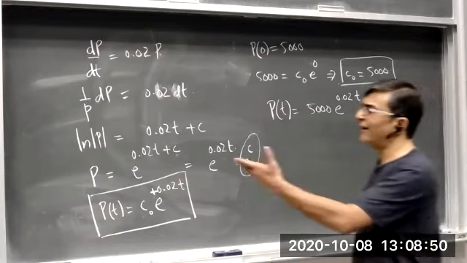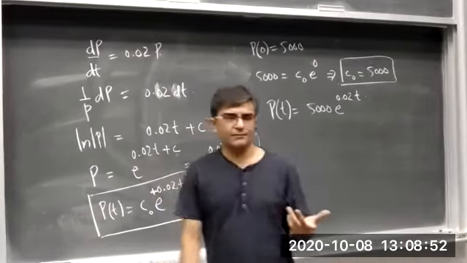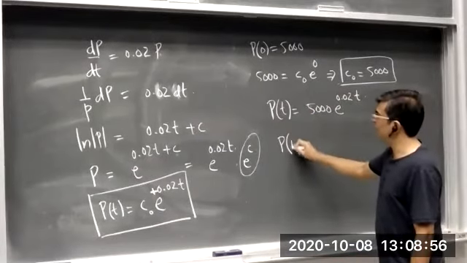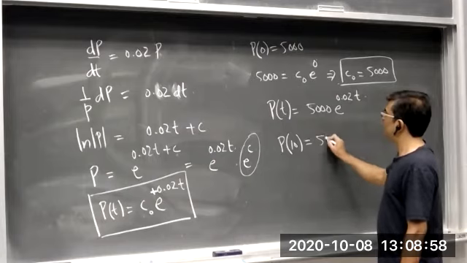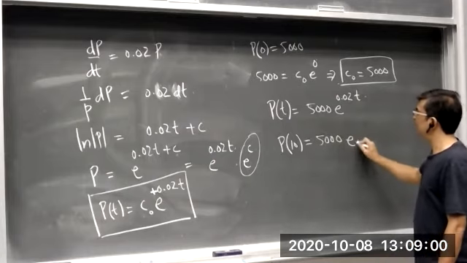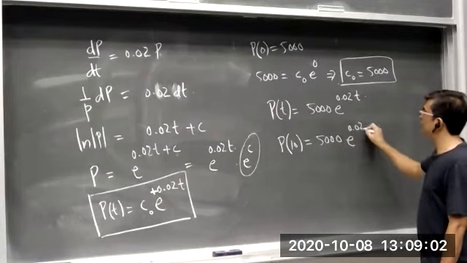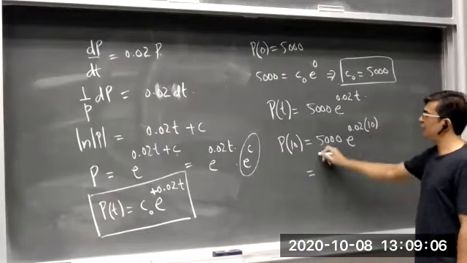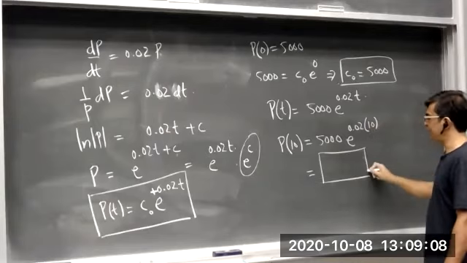Now you can find the population after 10 years. Okay, so what will you simply do, you will put the value of t as 10 here, so what will you get, e raised to the power 0.02 into 10. After solving this expression, you will get the population after 10 years.